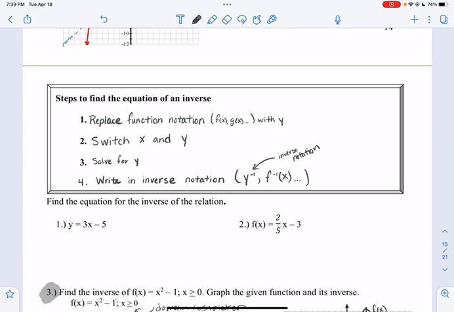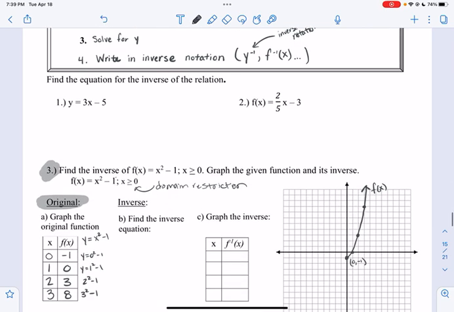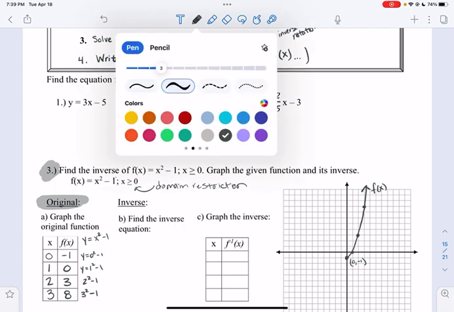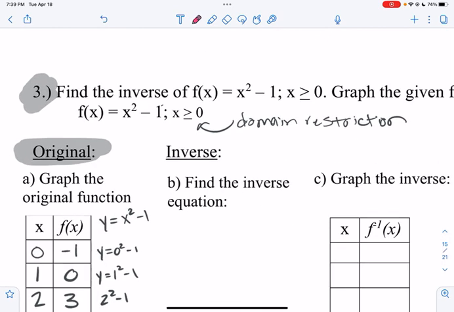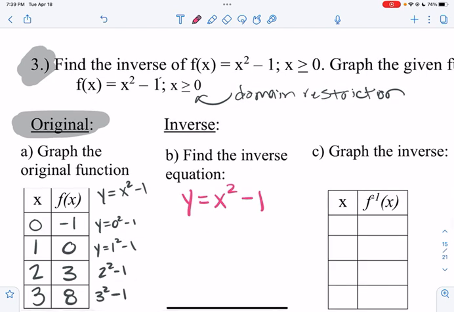So we're going to replace that f of x with y first. So instead of having f of x equals x squared minus 1, and we're going to do this guy in a different color, we're going to make it y equals x squared minus 1. So that's step 1. Replace function notation with the y. Then you switch your x and y, so we're going to make it x equals y squared minus 1.